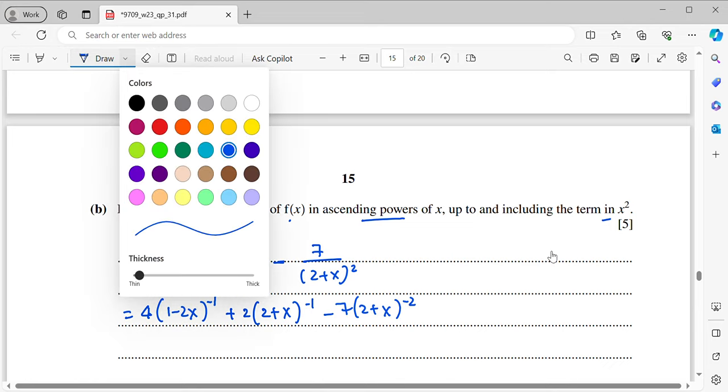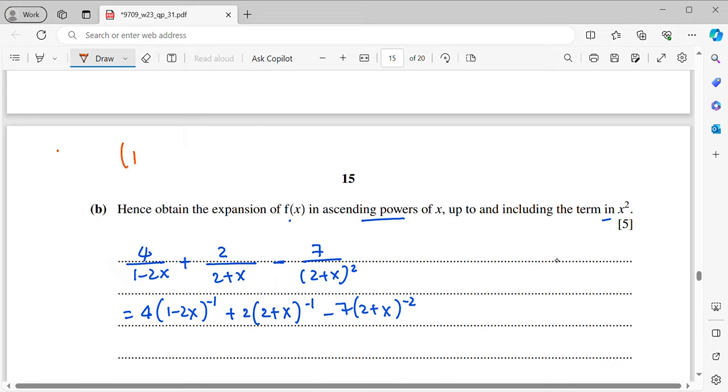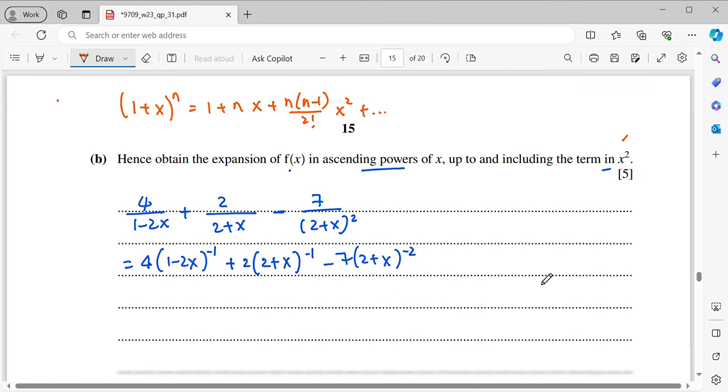Okay, now, for the binomial expansion, we have this formula, 1 plus x to the power n. This is the formula when the n is not a positive integer. So it's going to be 1 plus nx plus n times n minus 1 over 2 factorial x squared. Because we need to expand until x squared. Then the full expansion is up to infinity terms. Now, we have two rules for you to use this formula. The first one is make sure first term is 1, and then the second one is plus.